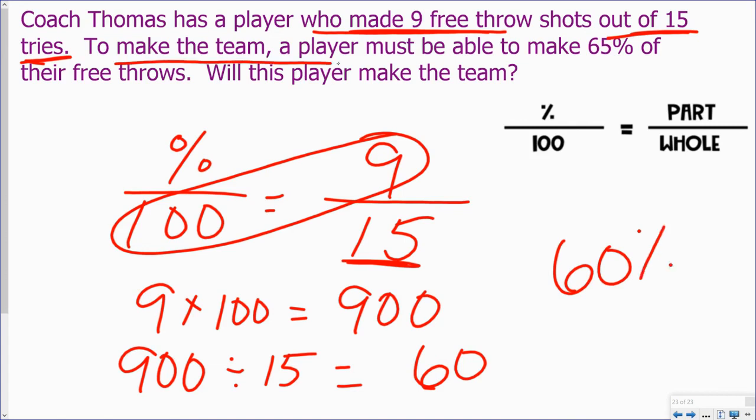And to make the team, the player must be able to make 65%. So will this player make the team? No, this player will not make the team. They've got to make a few more free throws.